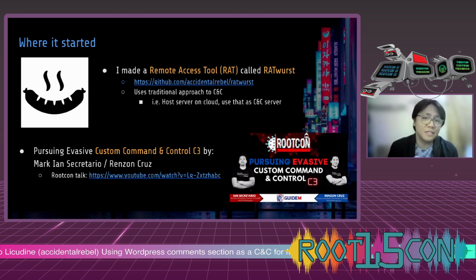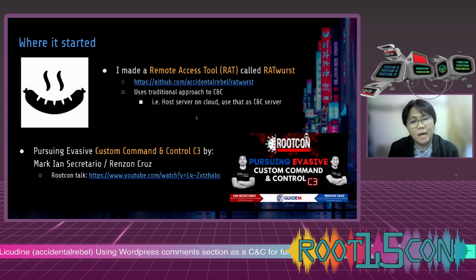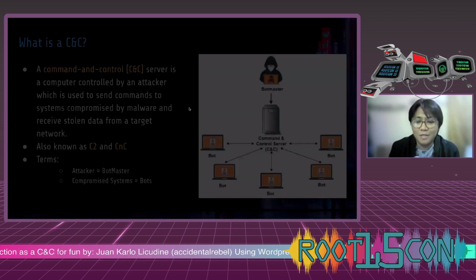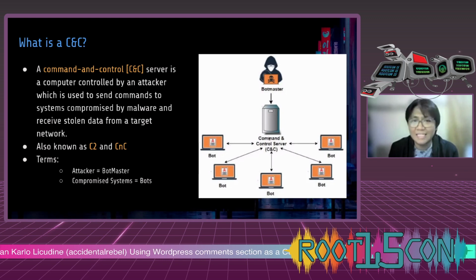The reason why all of this started is that one of my recent projects is a remote access tool, or a RAT. If you don't know what this is, it's a program that is installed on a computer and it allows an external user to access it from outside the network. This has a lot of legitimate uses, but it is also used by threat actors for malware and for external access. And when I made this tool, I used the traditional approach to CNC, which is what I showed you a while ago. I have a server, and this is the server that serves as the communications channel for the bots and the bot master.